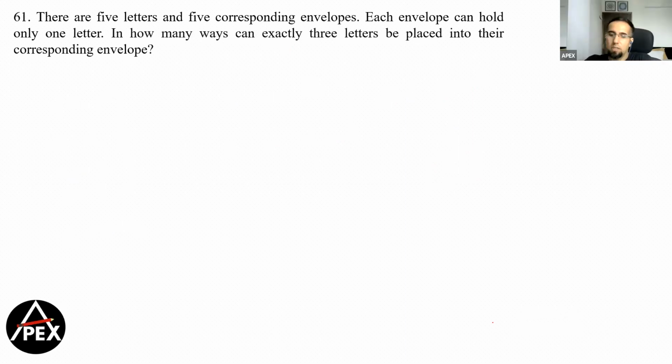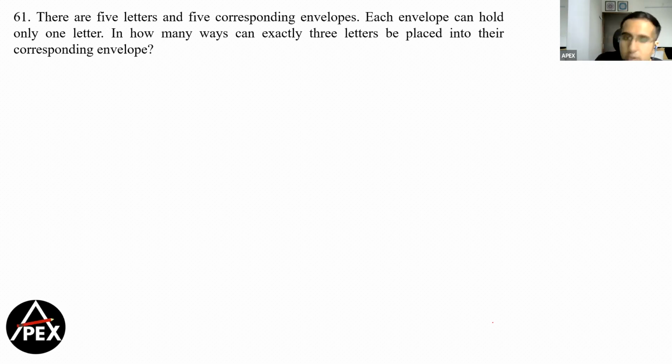Now comes the derangement concept. It says that there are exactly 5 letters in 5 envelopes. Each envelope can hold only 1 letter. In how many ways exactly 3 of them are going to the corresponding envelope?